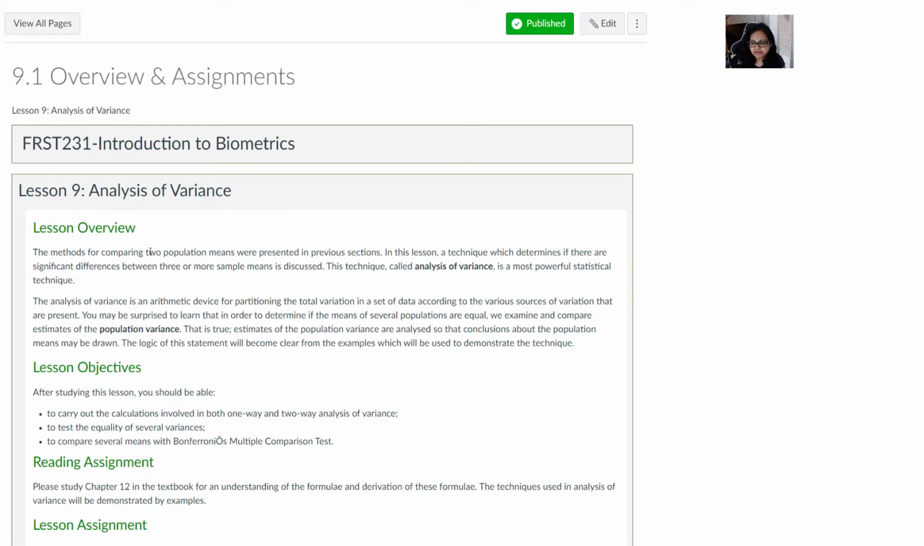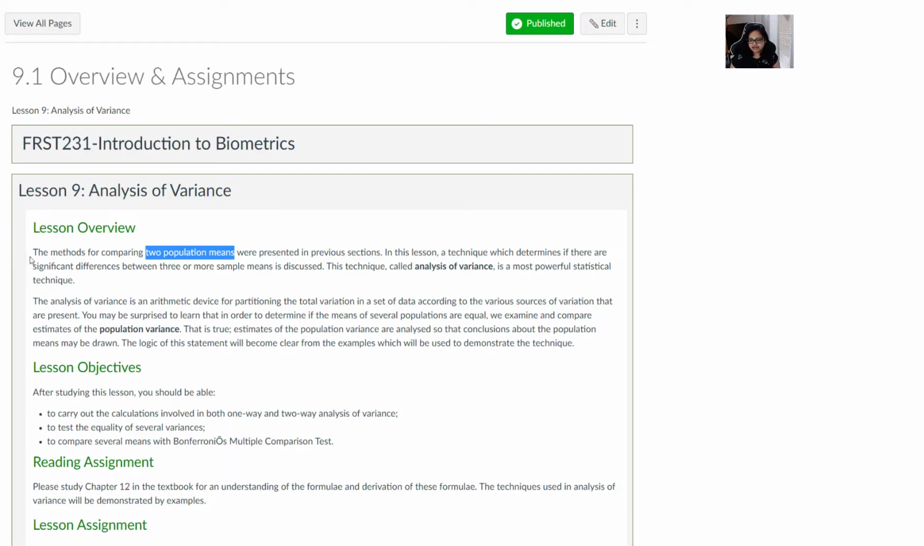So previously you learned using two population means, that means we tested using Z or using T based on the objective and then based on the available information. So we tested whether those two population means are equal or not. You also tested for a single mean whether it's actually 0 or other values.